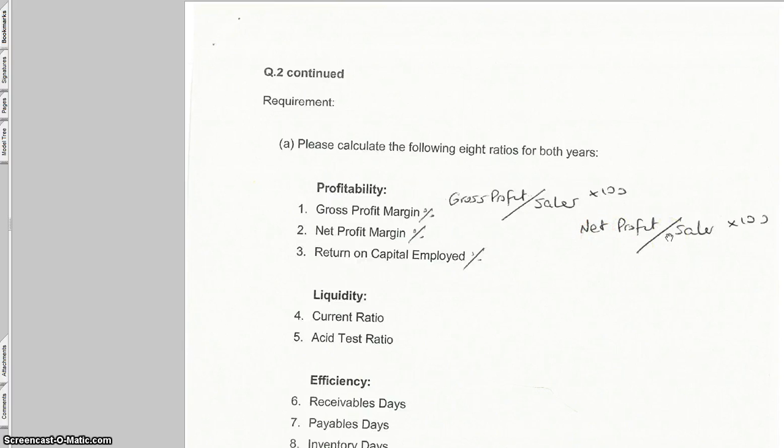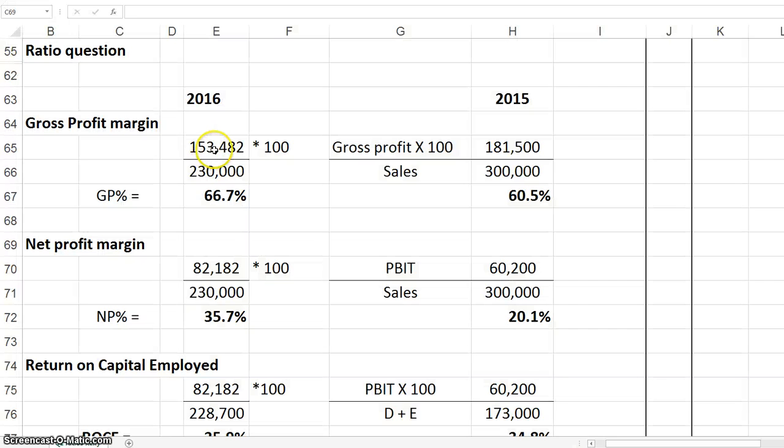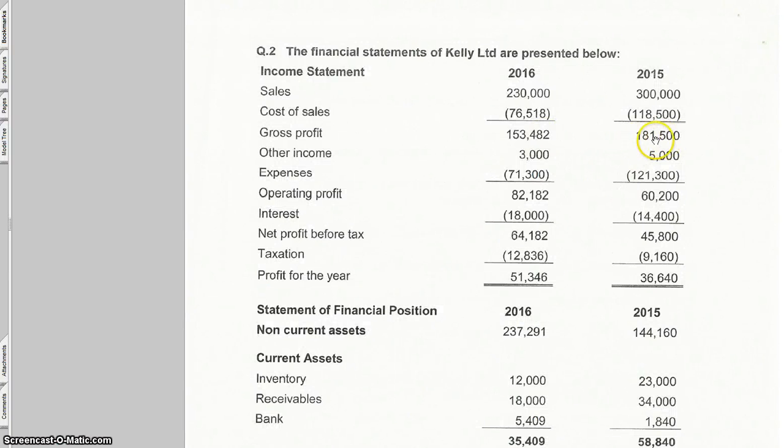And that's the formula. Gross profit over sales: gross profit is 153,482 divided into sales of 230. Here's what that looks like in an answer: 153 over 230 multiplied by 100 gets 66. The easy way to do this is to have 2 columns, one for 2016, one for 2015, and then we get the figure for 2015, 181.5 over 300, which came from here, gross profit 181.5 over 300.